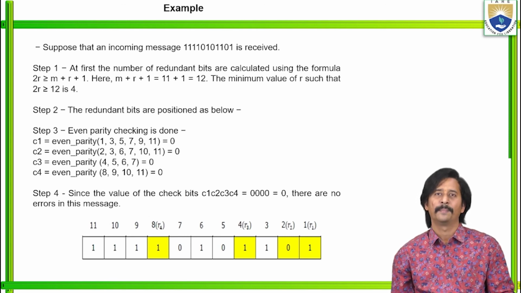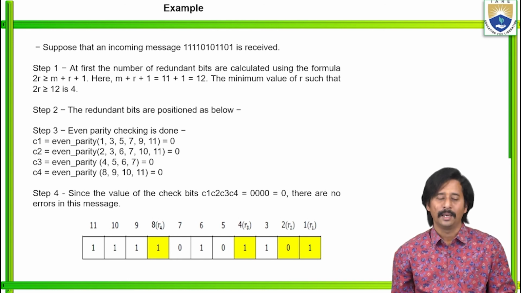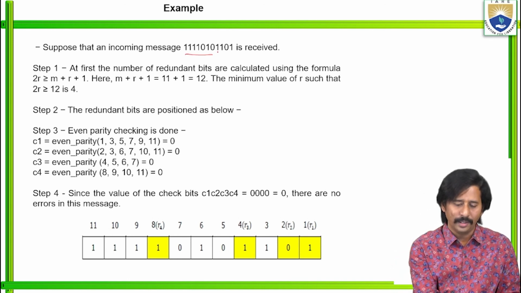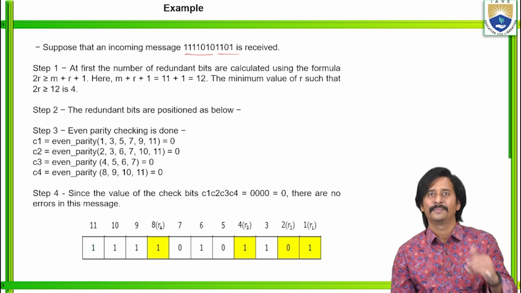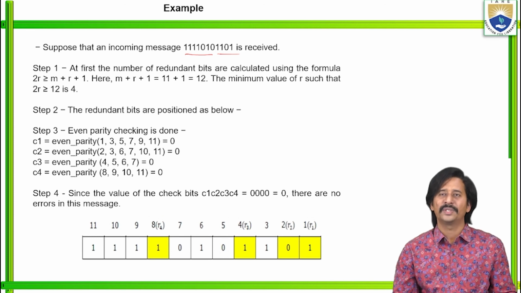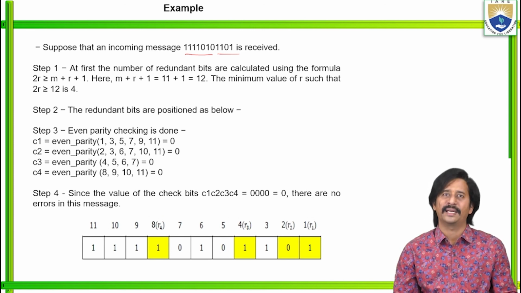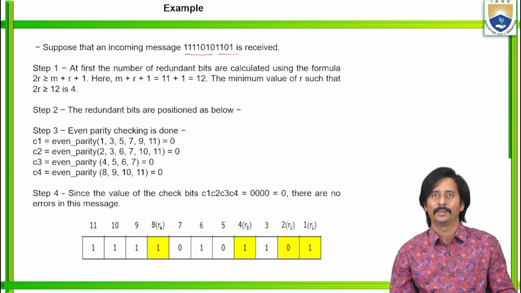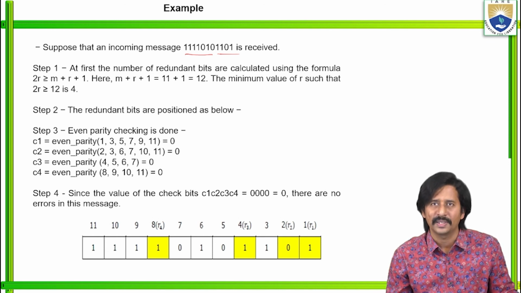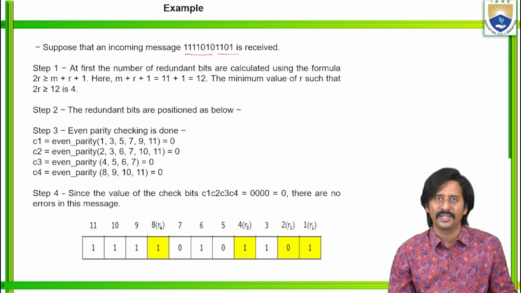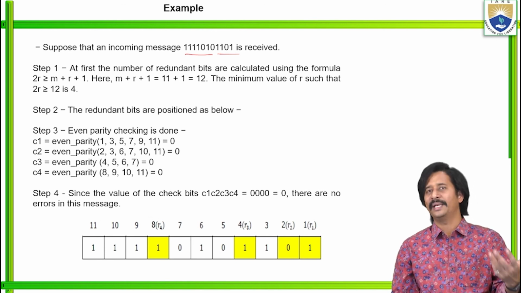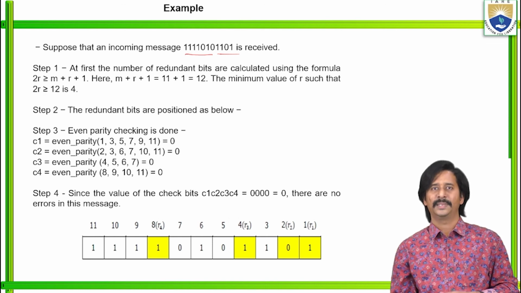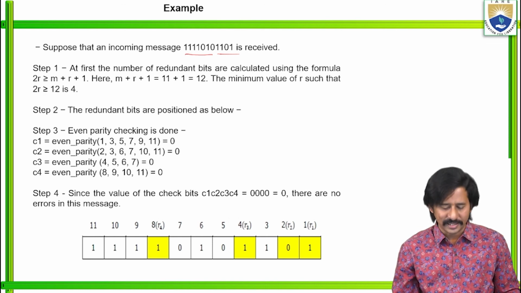Right. So this is the example. Let's do this example. Here an incoming message is 1111011101. So what happens at very first step? The number of redundant bits are calculated using the formula 2 power r is greater than or equal to m plus r plus 1. So we need to find out the m plus r plus 1. Then the minimum value of r such that 2 power r is greater than or equal to 12. Then step 2, the redundant bits are positioned. Then step 3, even parity checking is done.